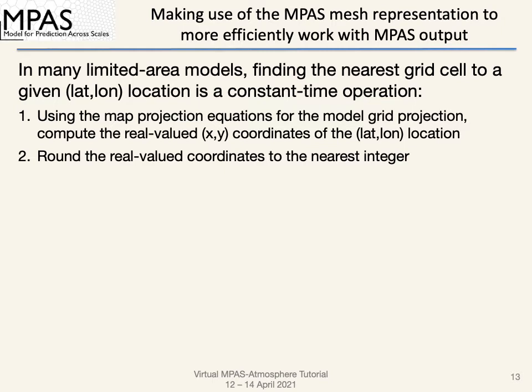And if you've used other limited area models before, particularly ones that work on regular rectangular meshes that might be laid out on a map projection, finding the containing grid cell for a given latitude and longitude is a constant time operation. All we need to do is to employ the map projection equations, transform that latitude and longitude into an xy or ij coordinate in the projection space, and then that usually immediately maps to a grid cell or pixel coordinate in that model grid. Just by rounding the real value coordinates to the nearest integer.